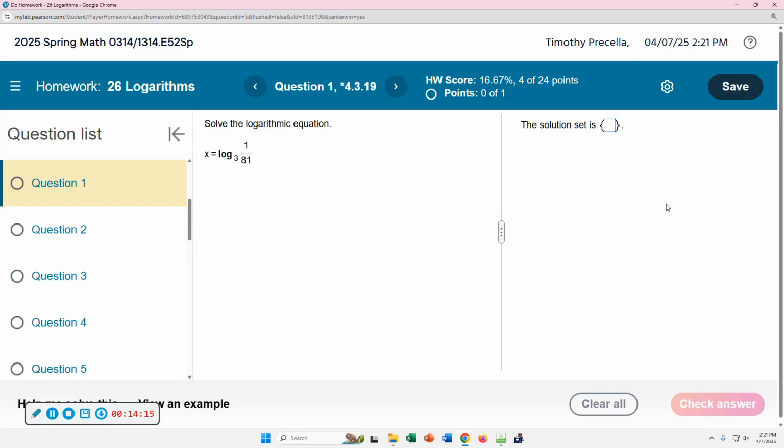X equals log base 3 of 1 over 81. You're going to have to remember those properties of exponents, and what we were doing the last time. Also, these instructions say solve the equation. Y'all know what solutions to equations look like? It should be x equals a number, and that's your solution that you type. We just want x equals a number.